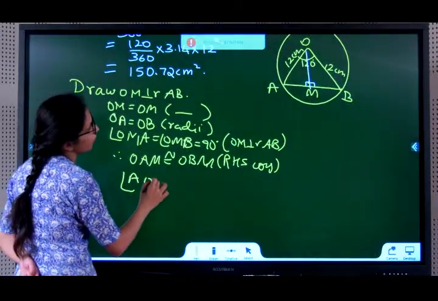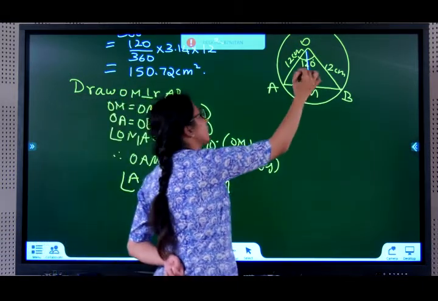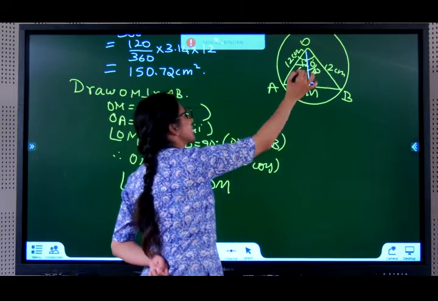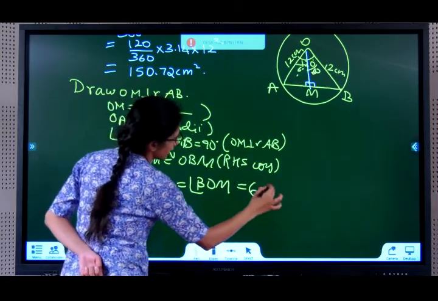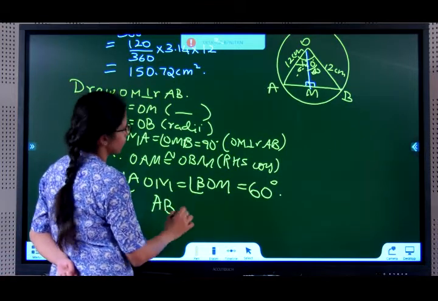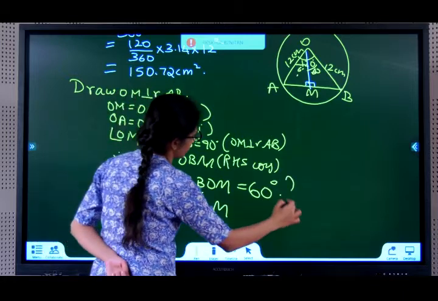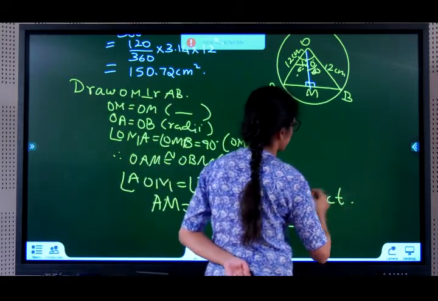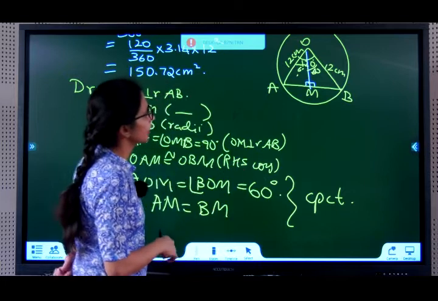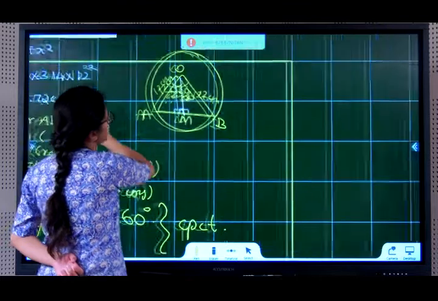Because of this, angle AOM is equal to angle BOM. If these two angles are equal, this has to be 60, this has to be 60, therefore this is 60 degree. Next, AM is equal to BM. CPCT. Both of this is because of CPCT. So now in that triangle we can therefore apply trigonometry and find the sides.